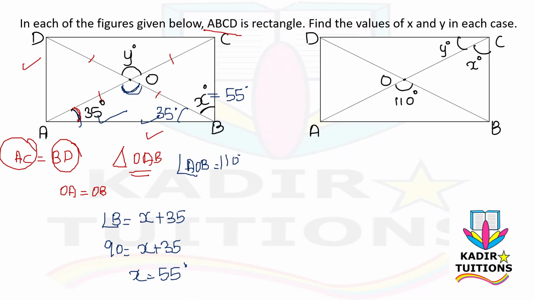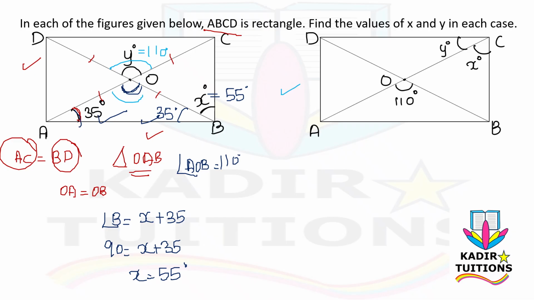So these two are vertically opposite, right? So which two are vertically opposite? AOB and COD are vertically opposite. Once this is 110 degree, then Y is also equivalent to 110 degree. So we have found the value of X and Y for the first picture. Now let us see the value of X and Y for the second figure.